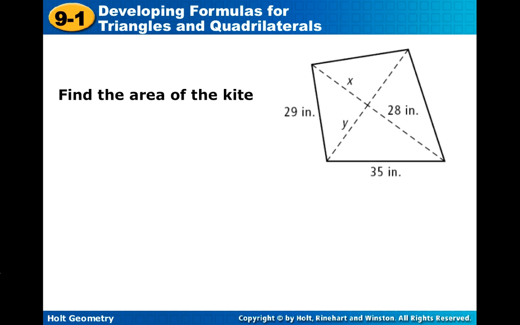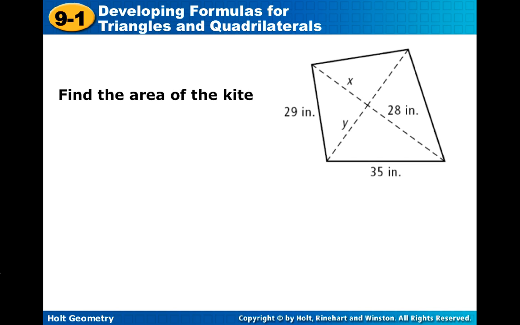Why do I have to find Y? I don't have enough measurements the other way. Okay, so Y is a side of a right triangle that has 35 and 28. 35 is the hypotenuse, 28 is one leg. Find the other leg.